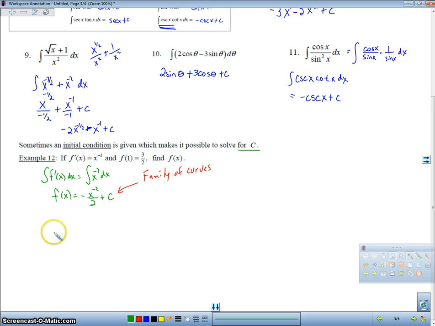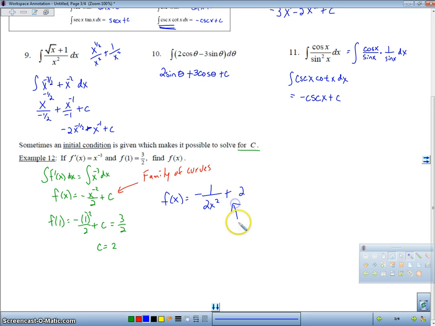All right, so we're going to find f of 1. We're going to plug 1 in. And we know that f of 1 is equal to 3 halves. So we're going to use that to solve for c. We solve for c and we get c equals 2. So we get f of x equals negative 1 over 2x squared, where I just changed that to the denominator here, plus 2. This is where my c went.